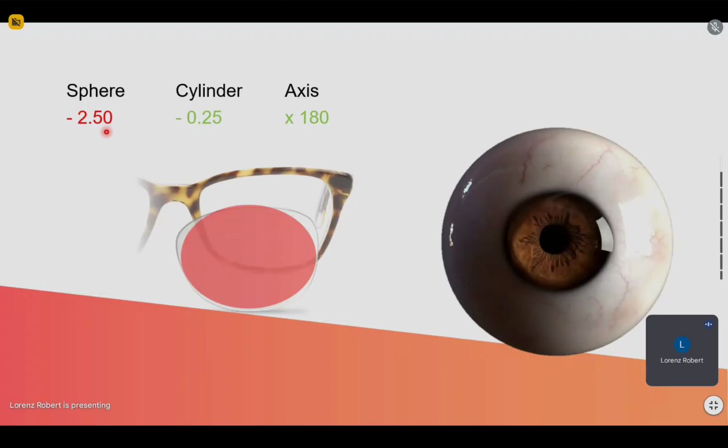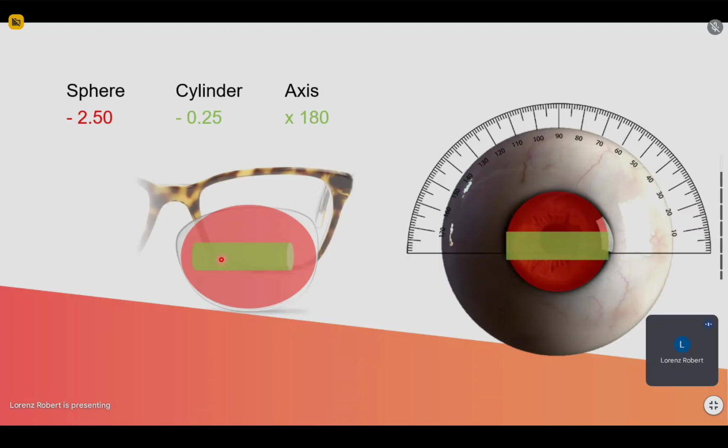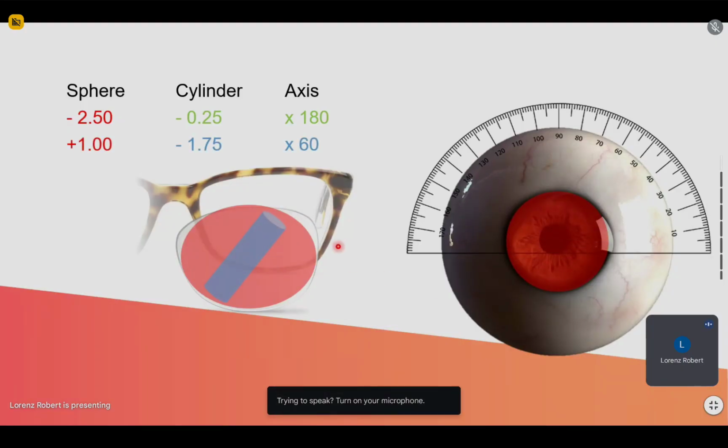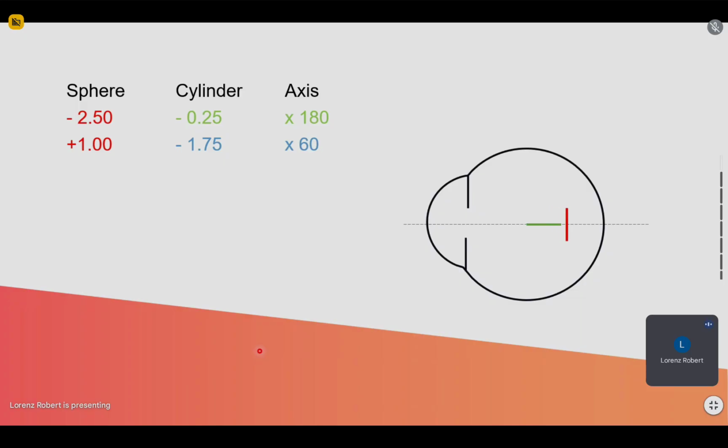Okay, so the sphere minus 2.50. The cylinder refers to the cylinder that is placed in front to correct an astigmatism of about minus 0.25 at axis 180. So for example, plus 1 sphere, minus 1.75 cylinder at the axis of 60 degrees. Okay? To get to the circle of least confusion.